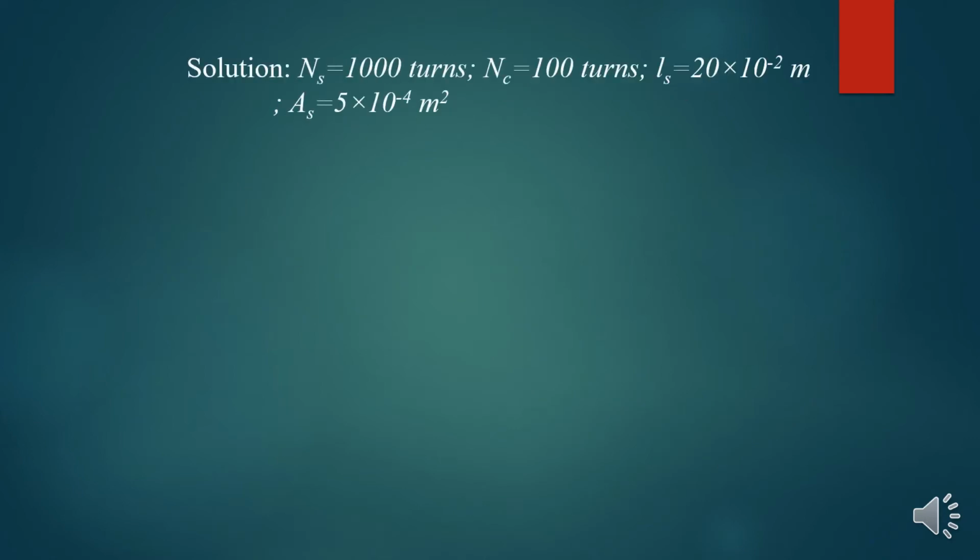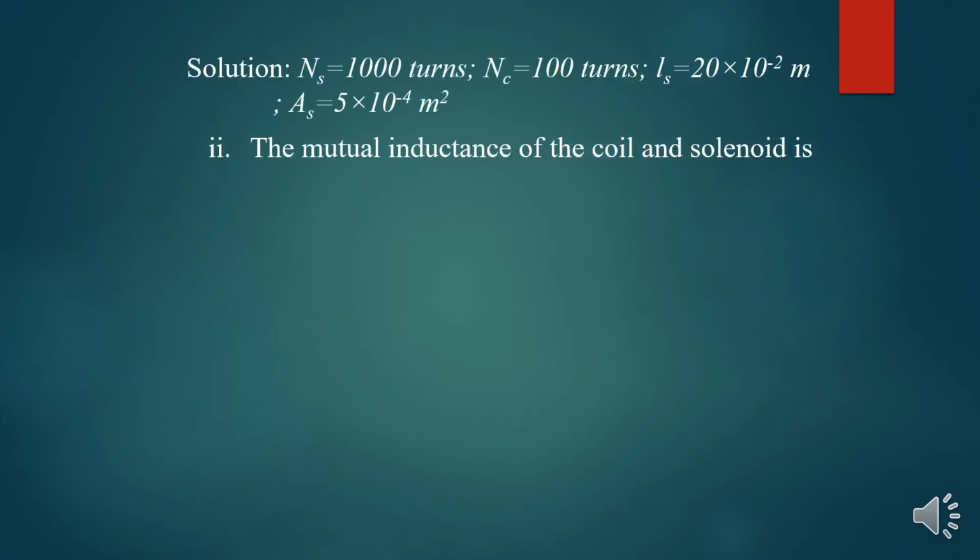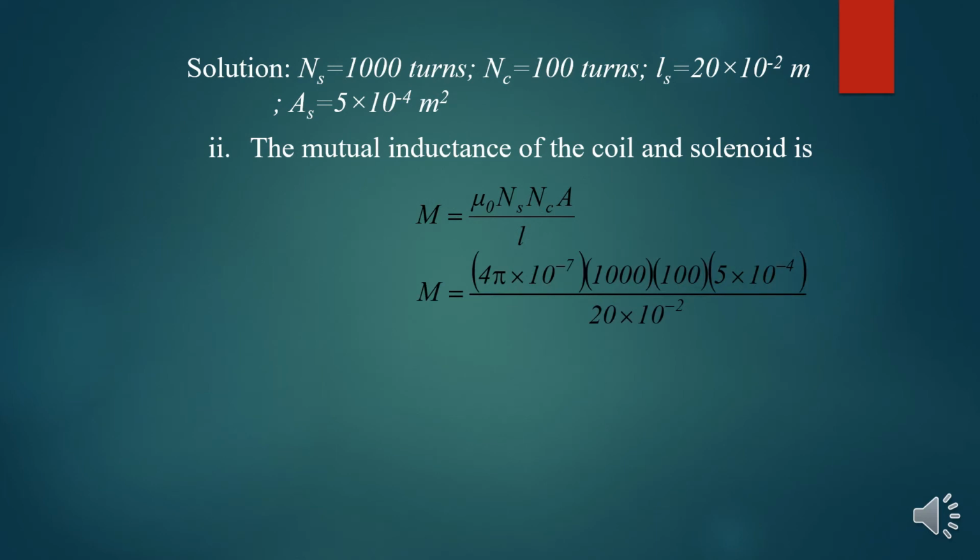For the next question, the mutual inductance of the coil and the solenoid, M, is equal to mu naught Ns Nc A over L. Substitute the values given. The value of mu naught is 4 pi times 10 power of -7. Ns is the number of turns for the solenoid, Nc is the number of turns for the coil, A is the cross-sectional area and L is the length of the solenoid. Substitute the values, and we got the answer 3.14 times 10 power of -4 Henry.